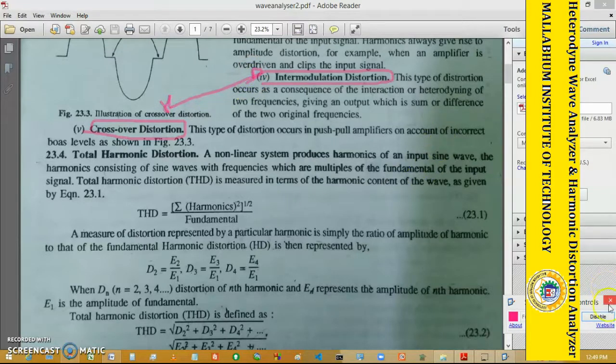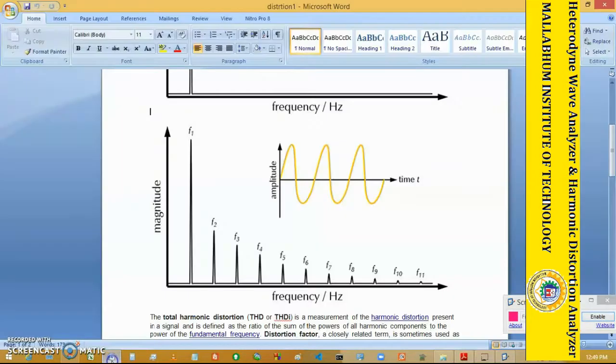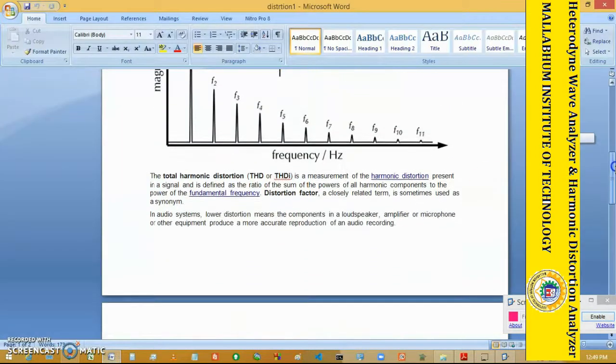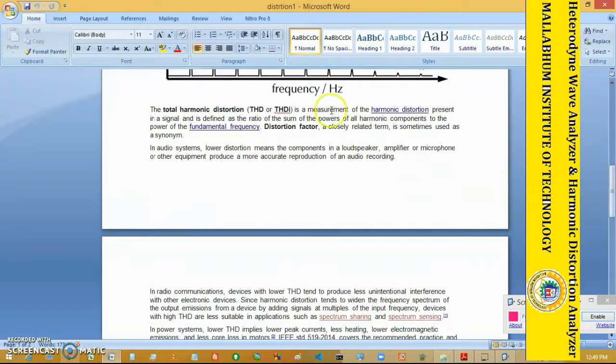Okay, so next, total harmonic distortion. Now the total harmonic distortion may be simplified. In simplified terms, it is defined as a measure of the harmonic distortion present in a signal, and defined as the ratio of the sum of the powers of all harmonic components to the fundamental frequency power. Okay, so that is the main term of calculating the total harmonic distortion.